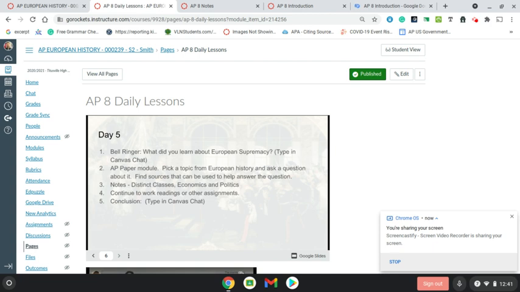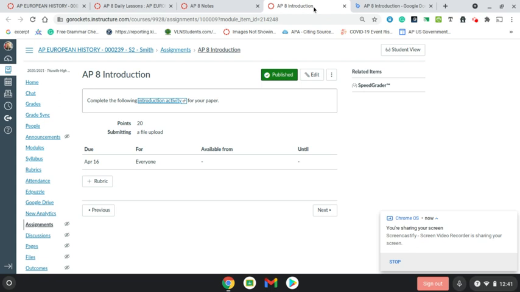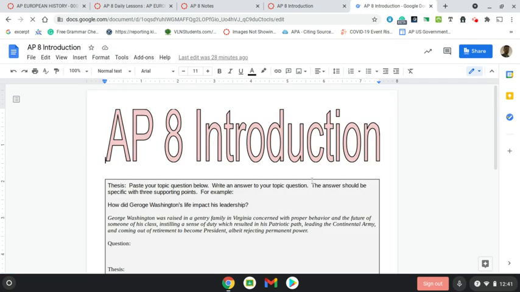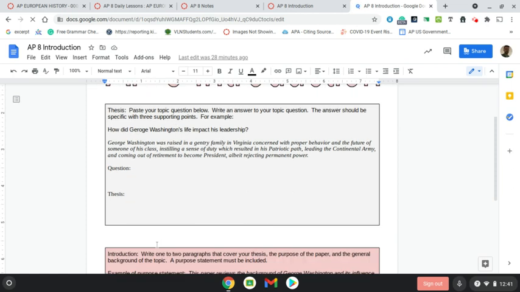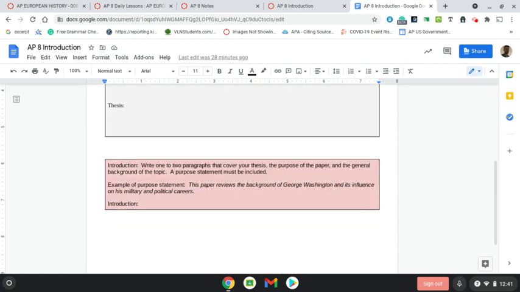Bell ringer, what did you learn about European supremacy? Type it in the chat. That, of course, refers to yesterday's material. And then, of course, don't forget about the paper topic here, the introduction. Make sure you fill out that doc with your question. You copy and paste that from the previous assignment. And the answer to that is your thesis. And then an introduction paragraph or two, including a purpose statement. I give you an example of both of those things in the document.